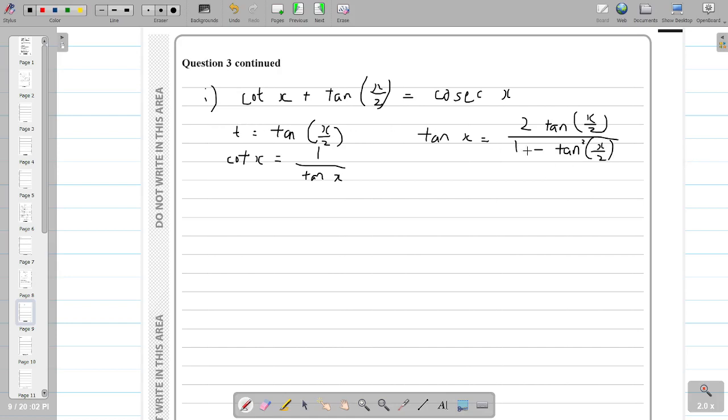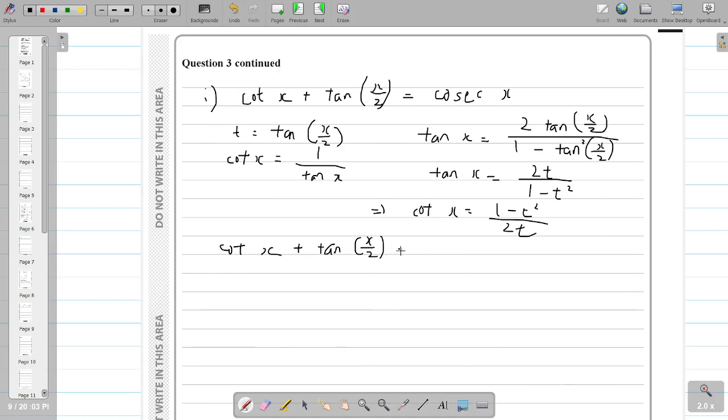So we can just substitute t into this. So we get 2t over 1 minus t squared as the expression for tangent of x. So cotangent of x is simply going to be equal to the reciprocal of this, 1 minus t squared over 2t. All right, so this means that cotangent of x plus tangent of x over 2 is equal to 1 minus t squared over 2t plus t itself.